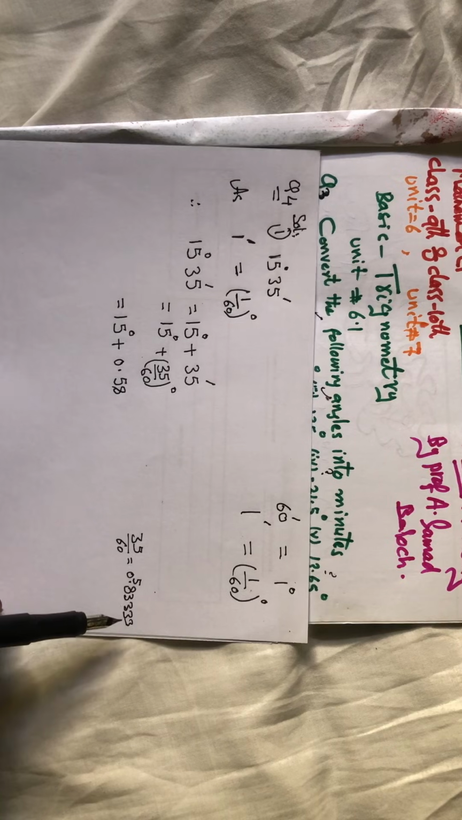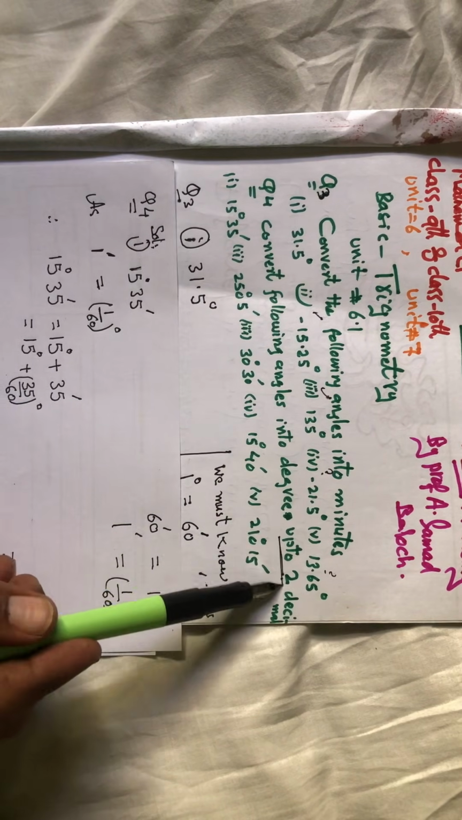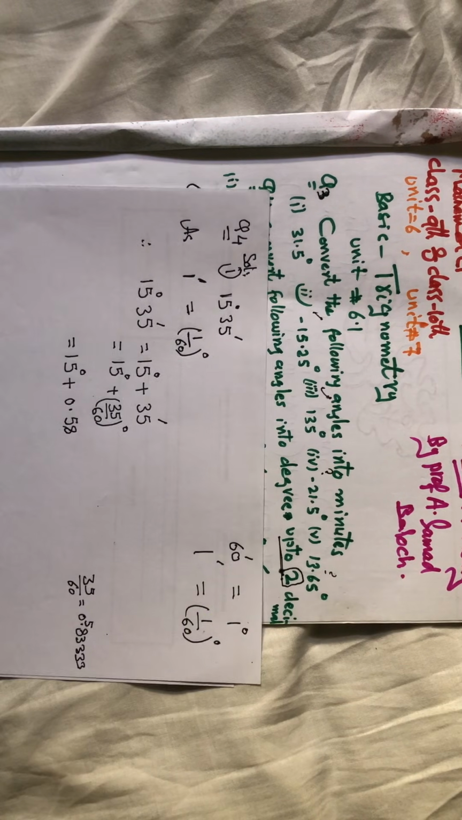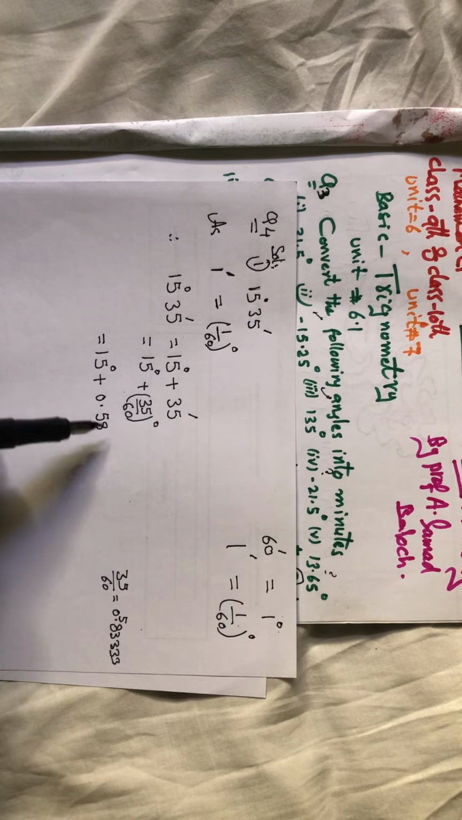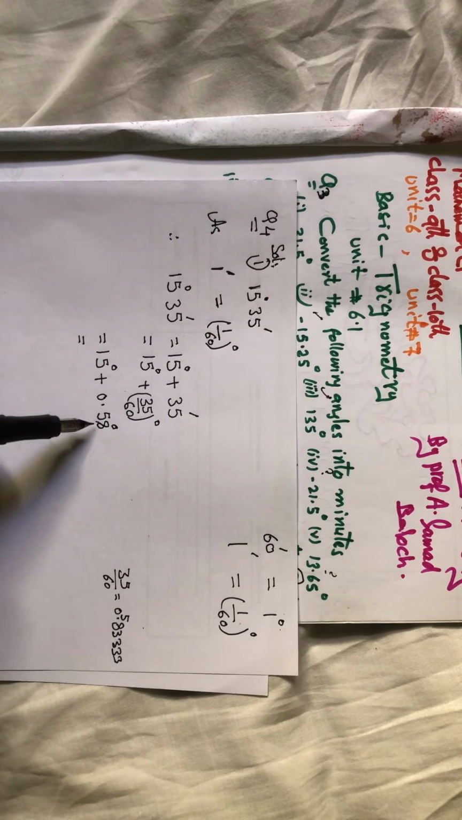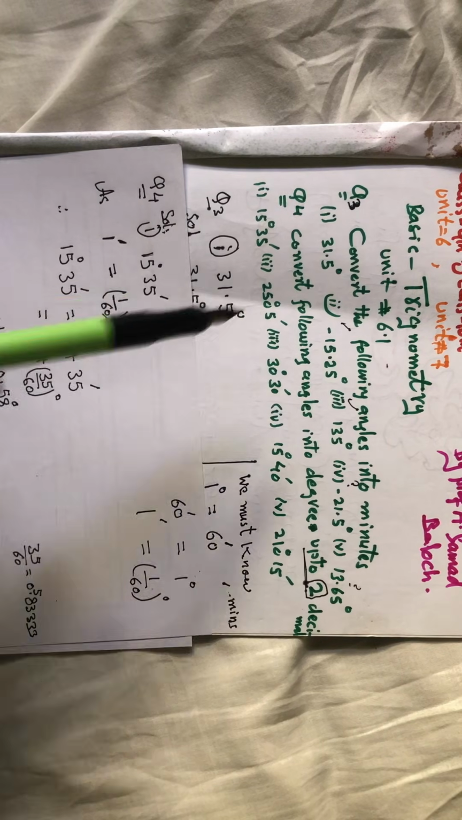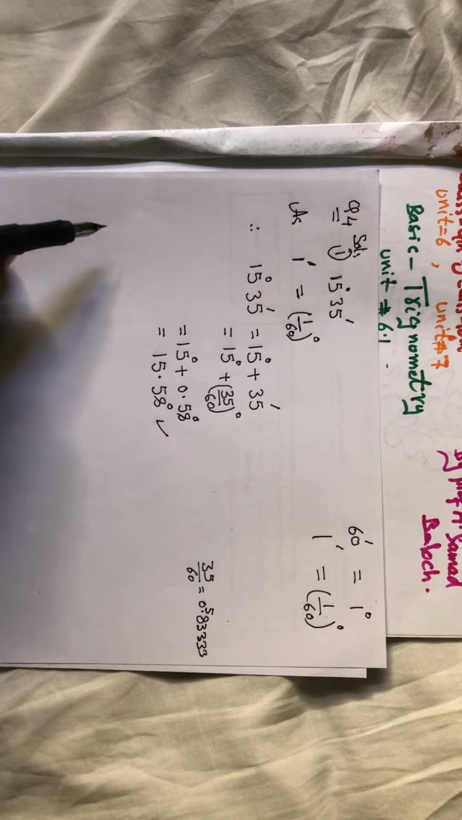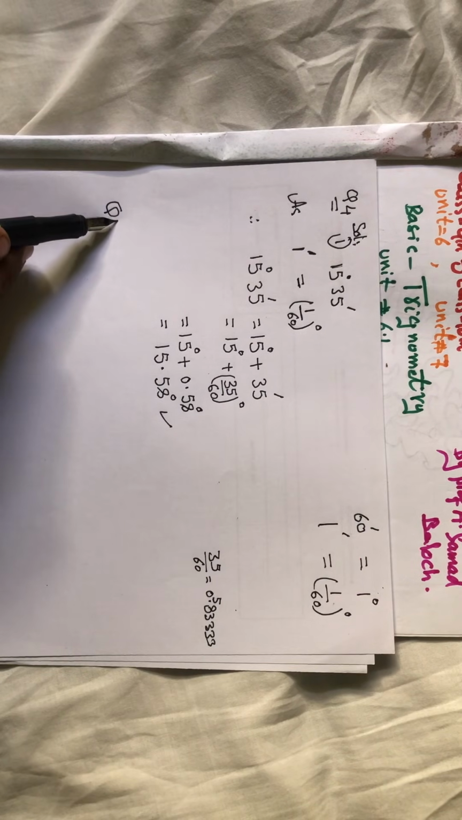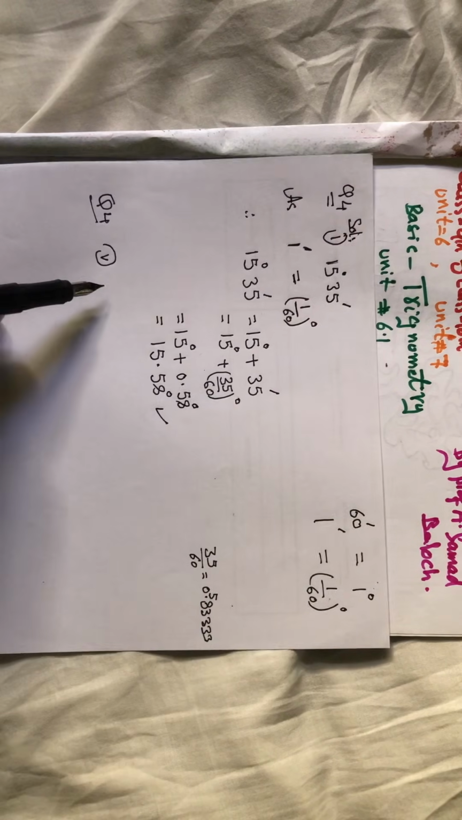After dividing 35 over 60, it comes 0.58333, but in the question it is written up to two decimal places. So when it is written up to two decimal places, we have to take just 2 digits after the decimal. This is what it means. Then we are writing 15 degrees plus 0.58 degrees. Now we add 15 and 0.58 together, and it comes 15.58 degrees. This question is over. Come to the second question.